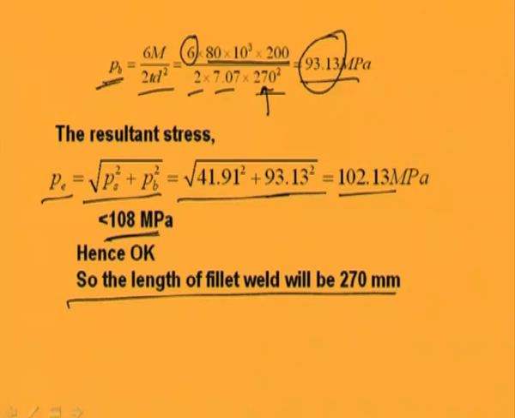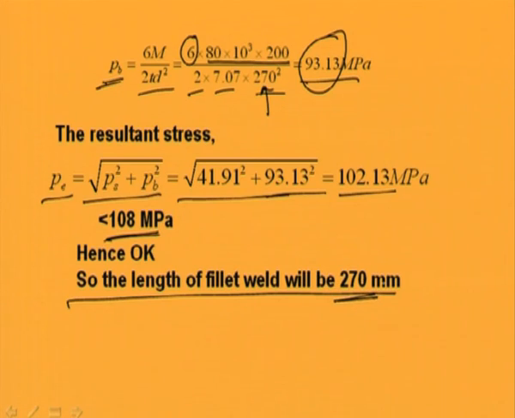Earlier in case of butt weld, if you remember, the length was coming 290 mm. So here we are going to get around 270 mm to carry the same load with the same eccentricity for the same plate. So here we are just comparing the two methods, butt weld and fillet weld. If the same joint is joined by the use of butt weld and by the use of fillet weld, how the depth will vary and how the depth will be decided, that I have shown here.